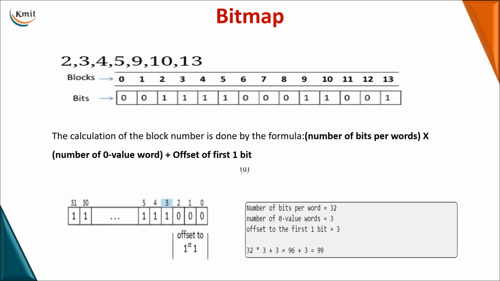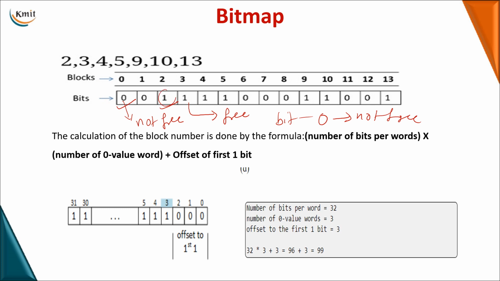One is bitmap, linked list, grouping, counting, and space maps. Coming to the first technique of free space management, you will be given a set of blocks, and each block will store a value 0 or 1. A bit 0 indicates that the block is not free, it already has some data, and a bit 1 indicates that the block is free so that you can use it for storing your data. Bit 0 indicates occupation, whereas bit 1 indicates that it is free.